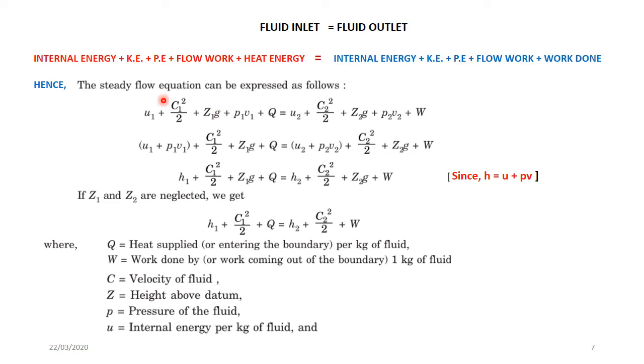So how to write it in symbols? The steady flow energy equation can be expressed as follows. Internal energy at the inlet, U1, plus kinetic energy, which is half mv squared.